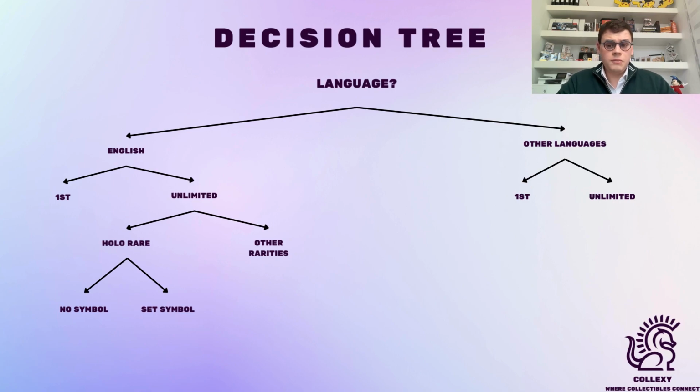So the first question is basically which language is the variant printed in? Is it in English or in another language? If it's in another language than English, you simply have to differentiate between the first edition and the unlimited edition. If the language was actually English and it's first edition, it's also very easy to determine the first edition variant in English.